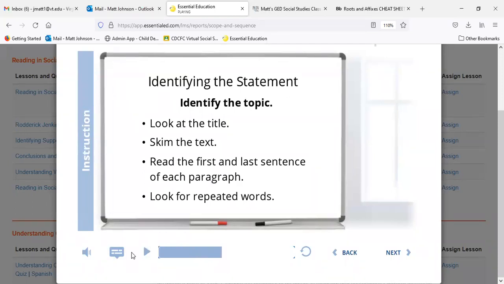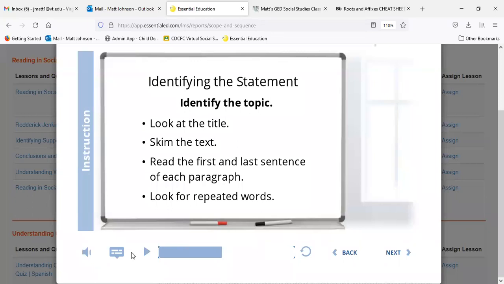Let me say that. Look at the title. Always look at the title. Know what the topic is. It depends on how much time you have and what your purpose of reading it is, whether or not you're going to have time to actually skim it, read the first and last sentence of the paragraph and look for repeated words.